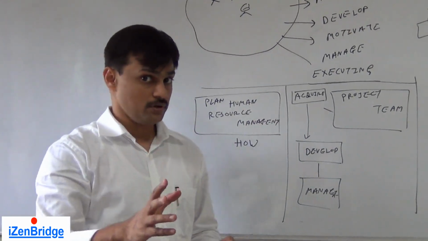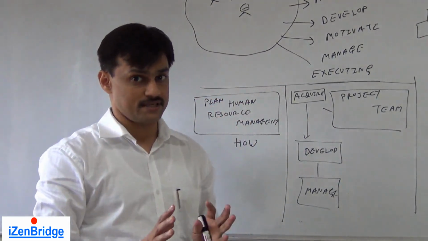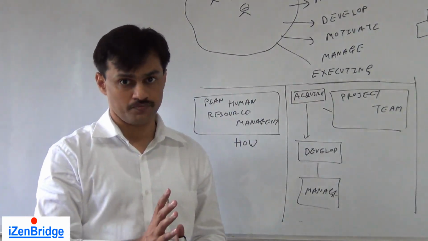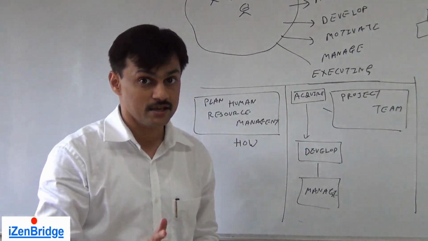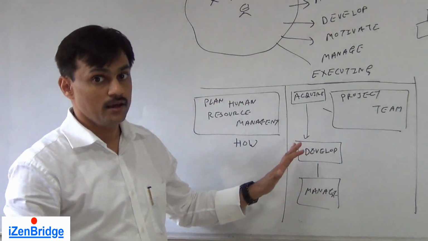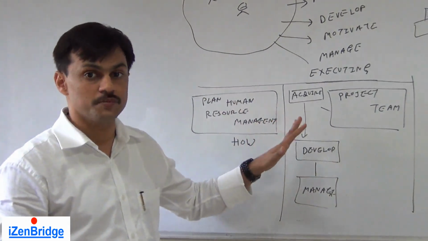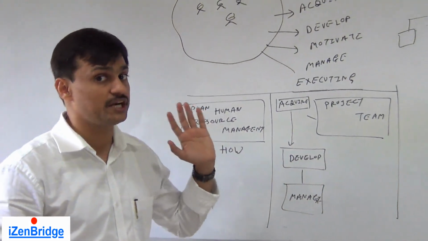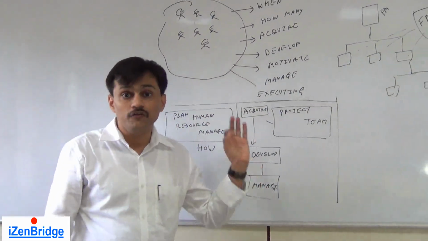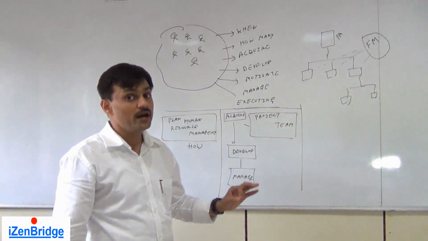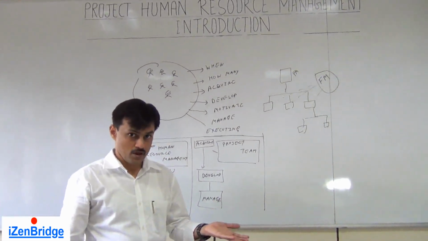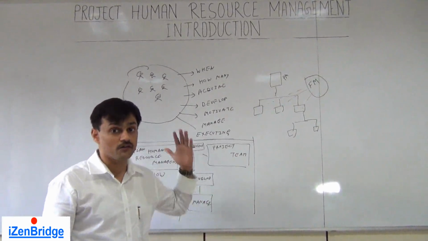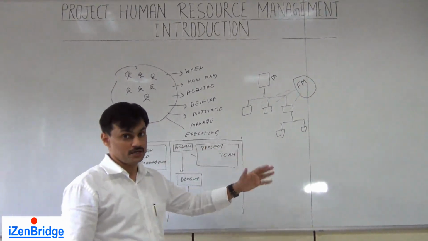Now, do remember that out of 47 processes, we have 8 processes in the executing process group. And out of those 8 processes, we have 3 in the Project Human Resource Management knowledge area. And you may remember, if you look at the PMP content outline, 30% of your questions would be coming from the executing process group, and nearly 40% of the executing process group is covered in the human resource management knowledge area.